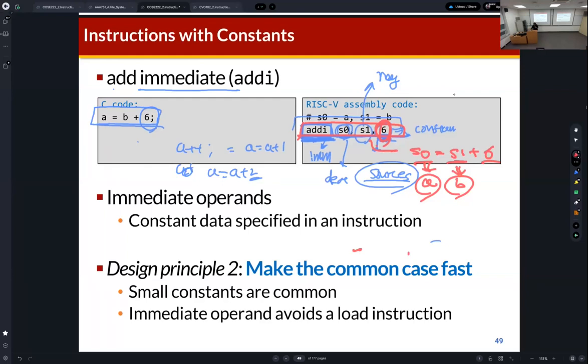So, what are immediate operands? It's constant data, a small constant number specified in an instruction. So it is included in the instruction format.